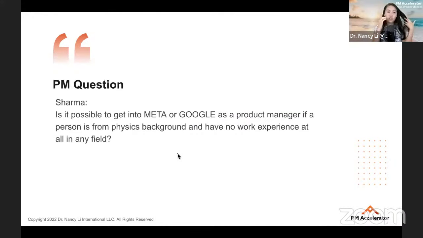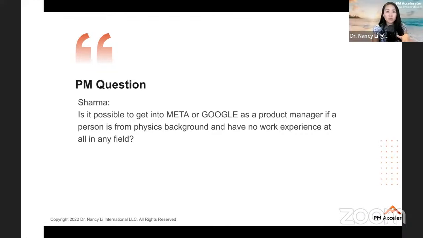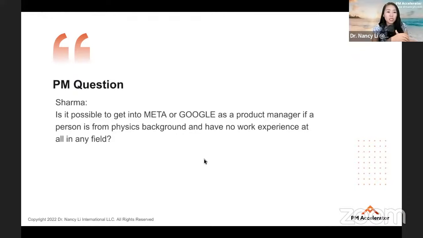Next question from Shama said, is it possible, am I sharing my screen? Oh, yes, I am. Great. Is it possible to get into Meta and Google as a product manager if a person is from a physics background and has no work experience in any field?